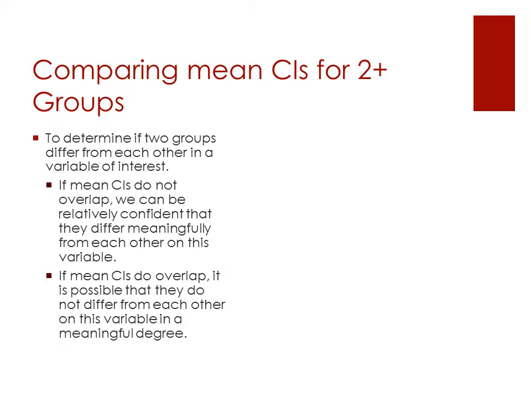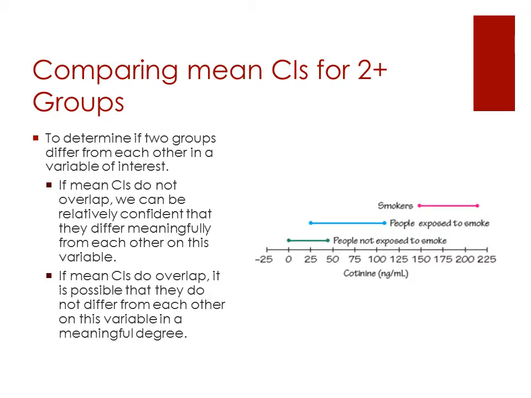So if the mean confidence intervals do not overlap, we can be relatively confident that they differ meaningfully from each other on this particular variable. If they do overlap, it's possible that they do not differ from each other on this variable to a meaningful degree. Let's take a look at an example of this.